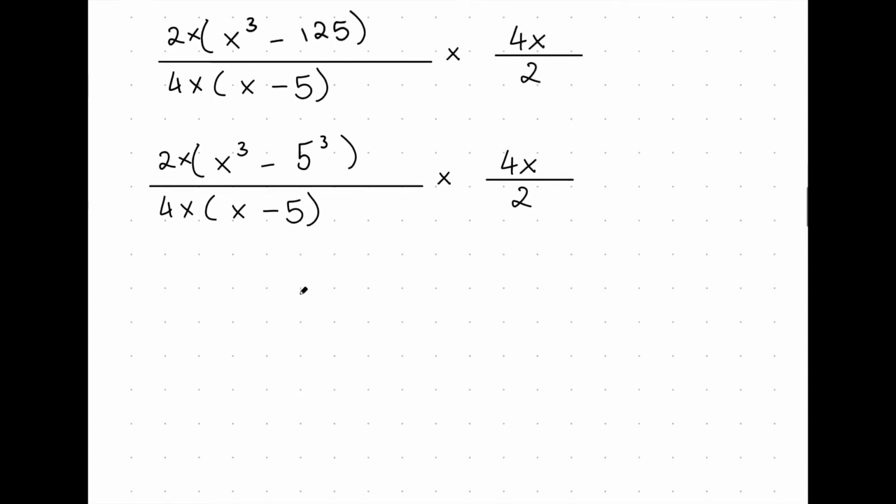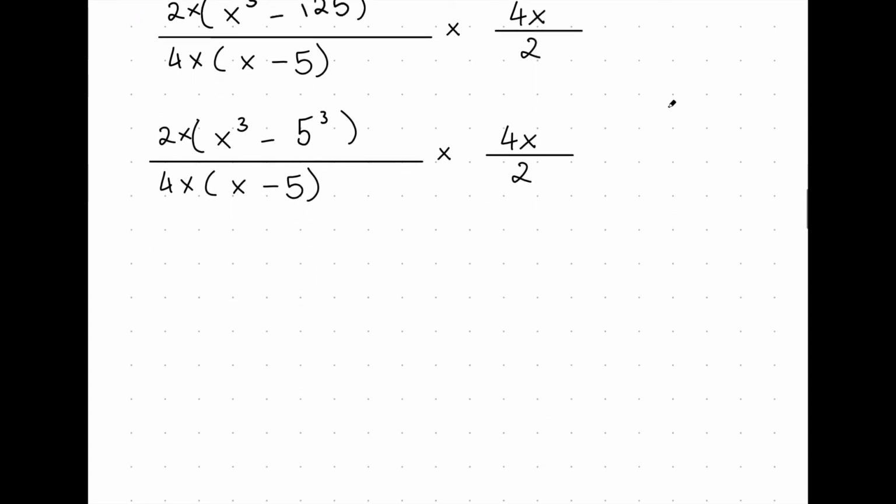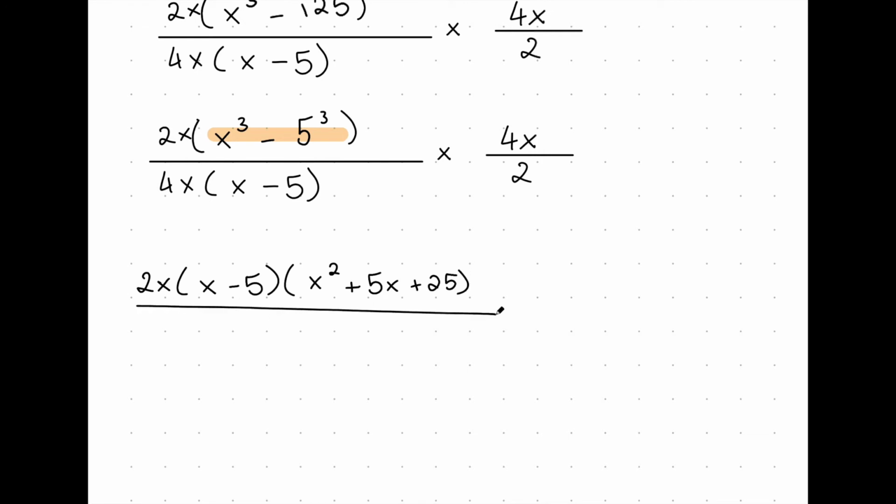And that there is a cubed number, take away another cubed number. And we do have a tool for managing that and for dealing with that. It's the difference of 2 cubes. So that could be written as x minus 5 into x squared plus 5x plus 25. And then on the bottom here, I've not made any changes, so I'll just leave it as 4x, x minus 5 by 4x all over 2.